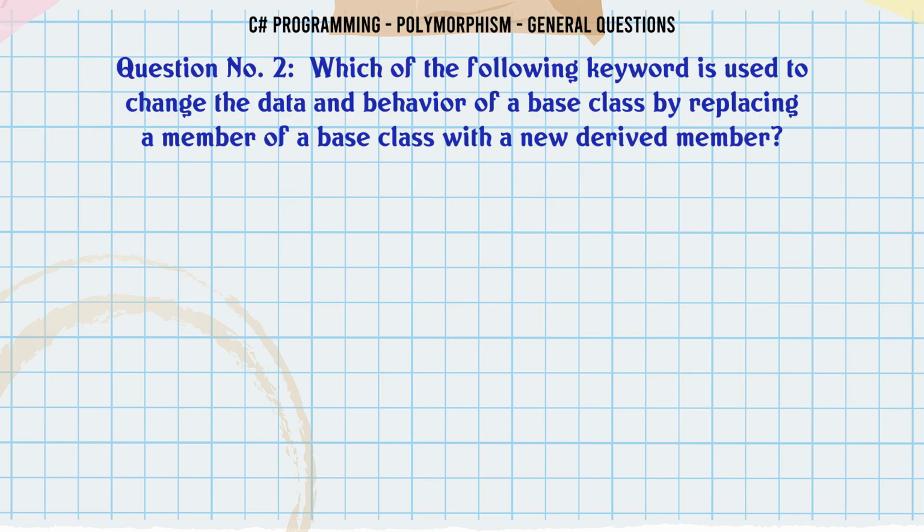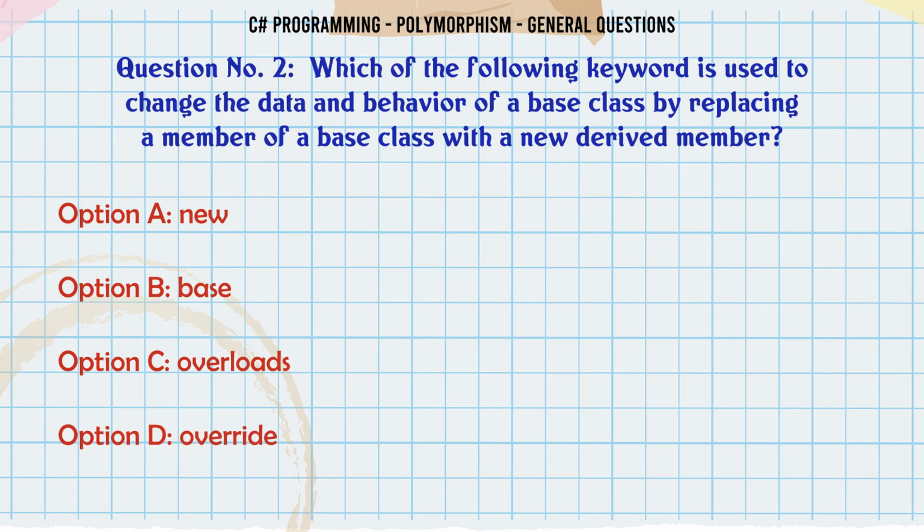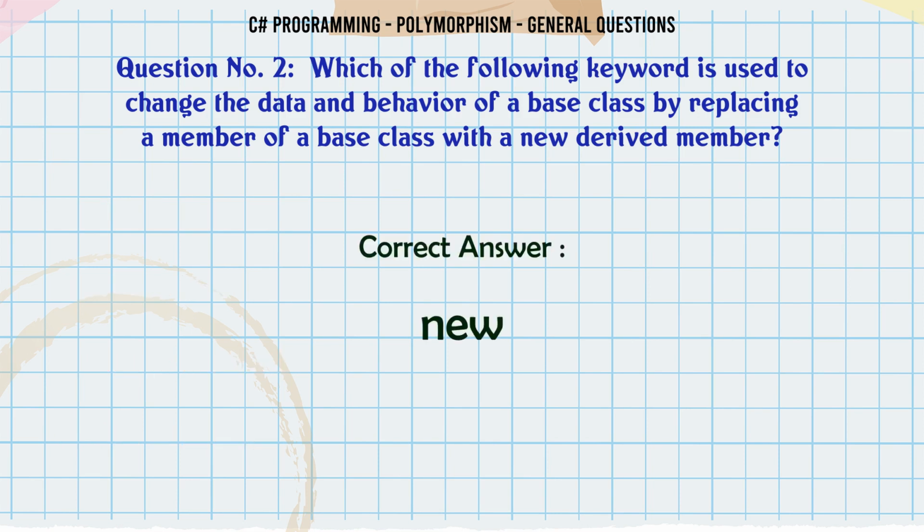Which of the following keyword is used to change the data and behavior of a base class by replacing a member of a base class with a new derived member? A. new, B. base, C. overloads, D. override. The correct answer is new.